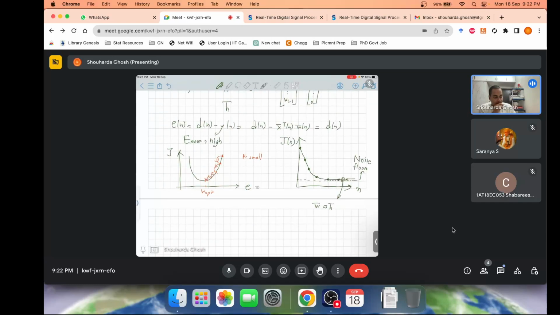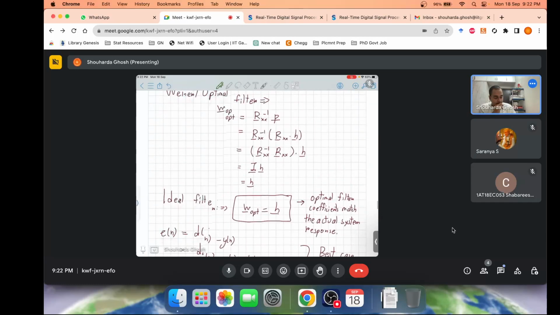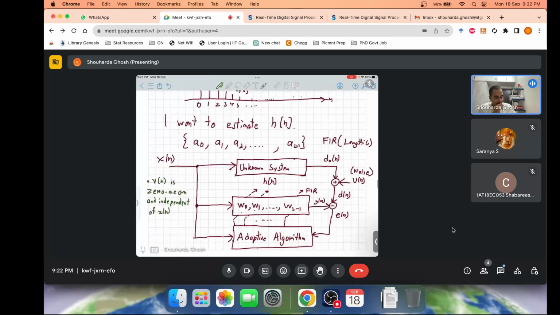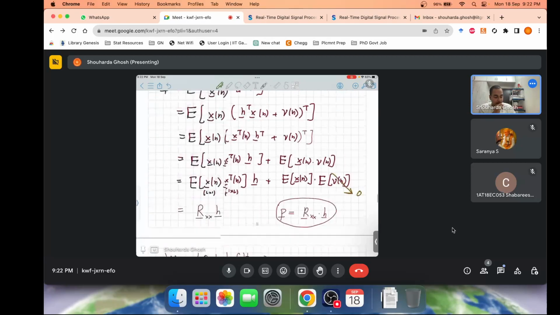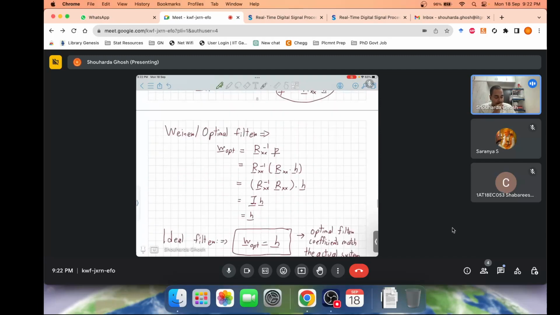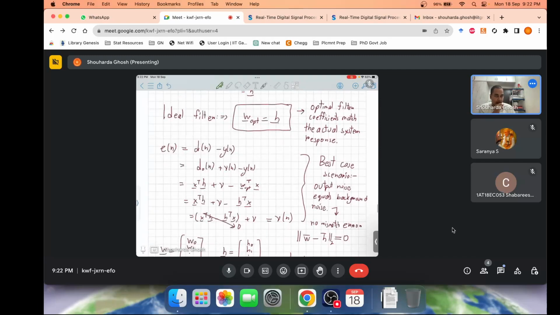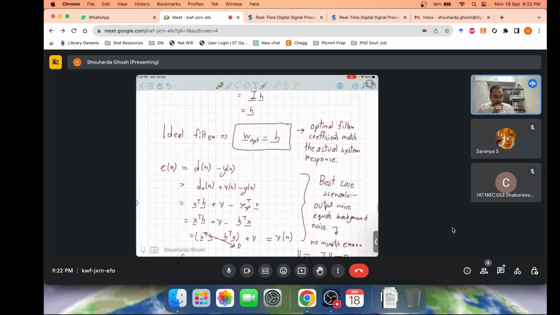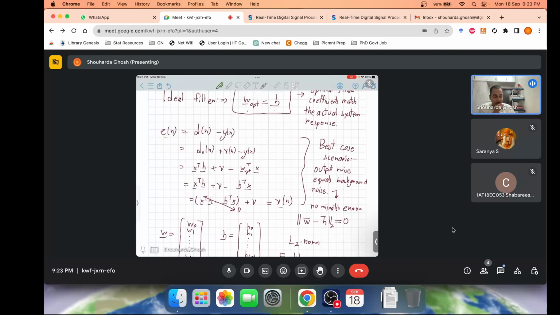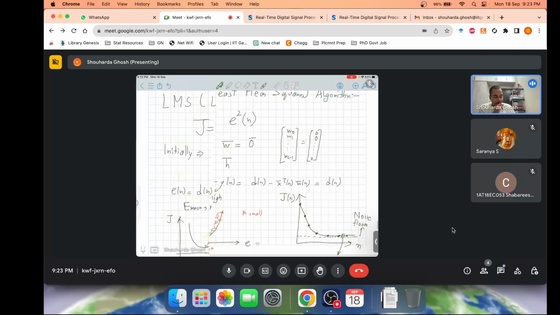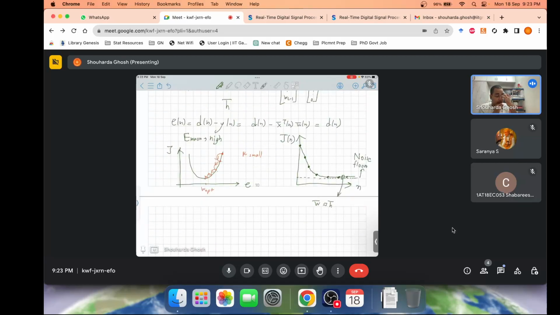Why noise floor? If you look over here earlier, there was some background noise in this case, this nu n. And when we went to the optimal case, what did you obtain? When you have completely converged in the ideal case, when W optimal is the same as the system coefficients, then your error is nothing but the background noise only, nothing else. So the best case scenario, as mentioned, is output noise equals background noise. So your cost actually converges down to a noise floor.